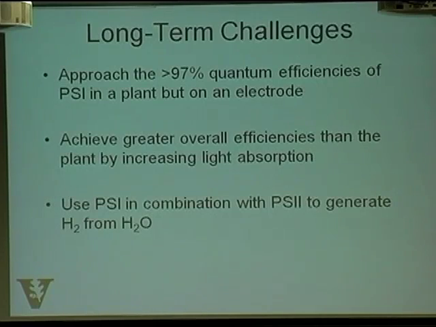Finally, the other long-term challenge I put here, and one that we've just started working on, is to use Photosystem I in combination with Photosystem II to ultimately generate fuels. Okay? Certainly a really awesome fuel, if we could produce it in high volumes today, would be hydrogen. Okay? Think of the hydrogen economy. Think of fuel cells. We need a lot of hydrogen, and we need to get it through environmentally friendly ways.